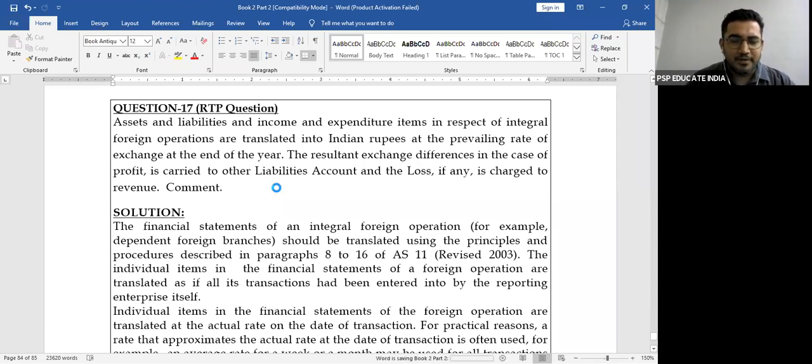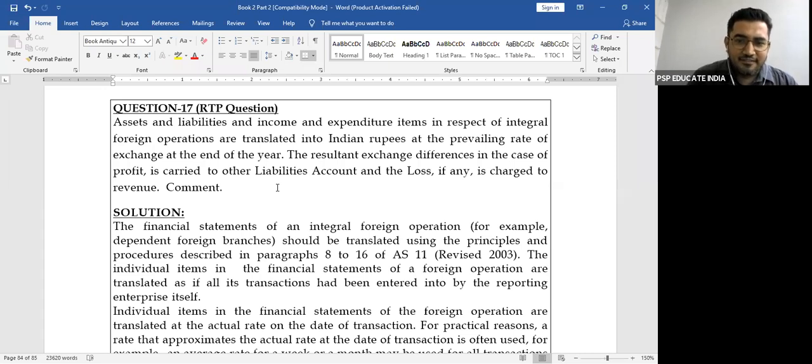Please pay attention. I'm reading the question. You will tell me whether this statement is correct or not. Pay attention. It says assets and liabilities and income and expenditure in respect of integral foreign operation, what that is we will discuss later, leave it for now, are translated into Indian rupees at the prevailing rate on the date of the year. Which is true. Prevailing rate means the spot rate. We always take things on the spot rate.